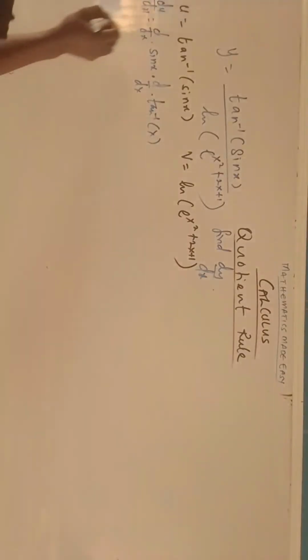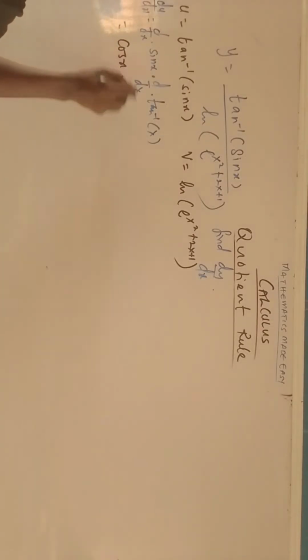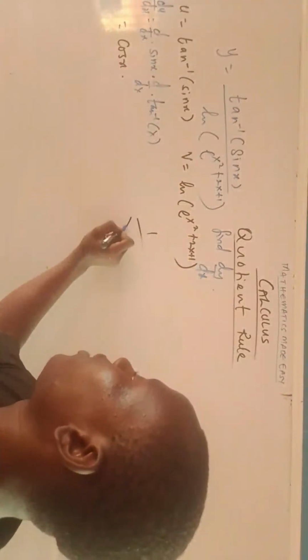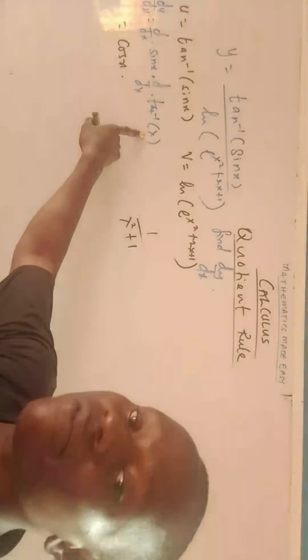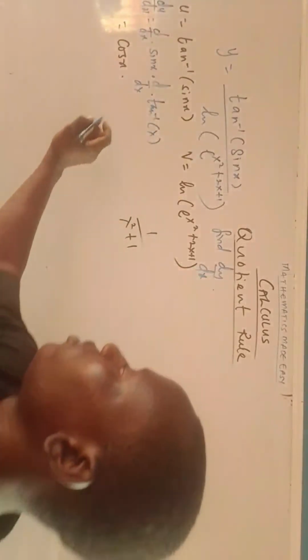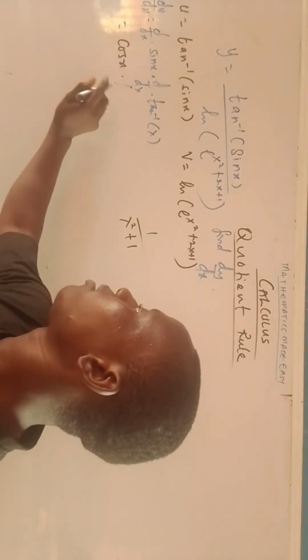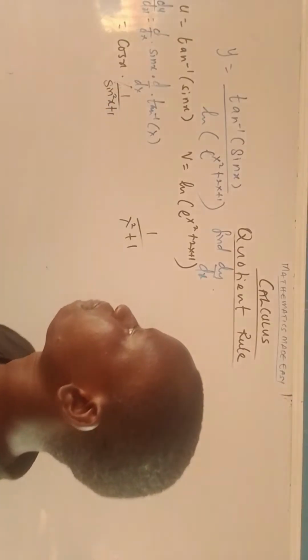Are we together now? If I differentiate sin x, I'm going to get cos x. Then multiply by the derivative of arctangent of lambda, which is 1 over lambda squared plus 1. But we already know our lambda is sin x, so it becomes 1 over sin squared x plus 1.